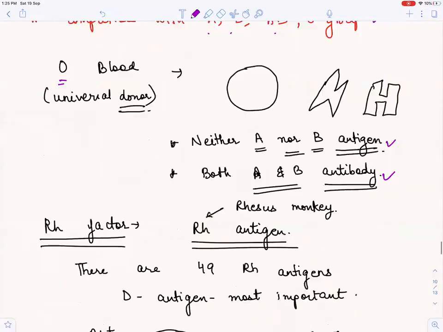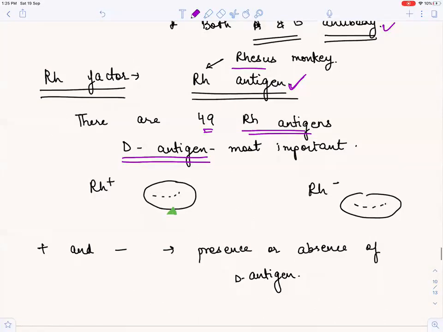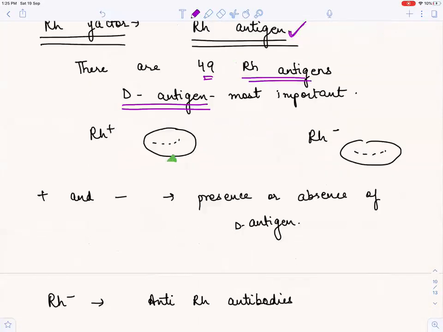Rh factor was discovered in rhesus monkey, and this is due to the presence of Rh antigen. There are 49 Rh antigens, but the most important is D antigen. The presence or the absence of D antigen makes a person Rh positive or Rh negative.